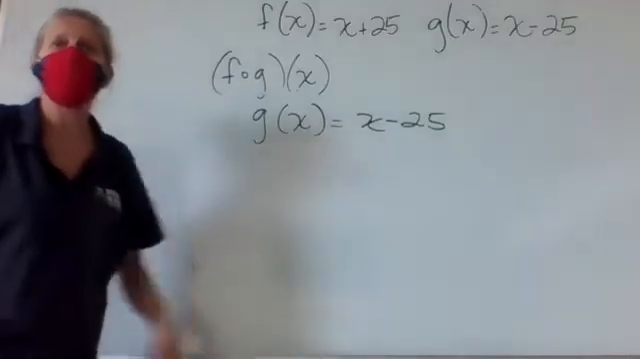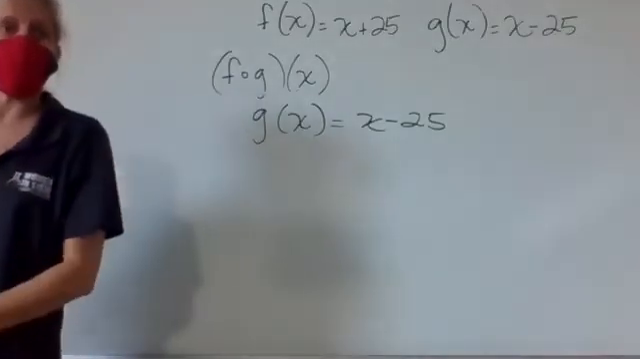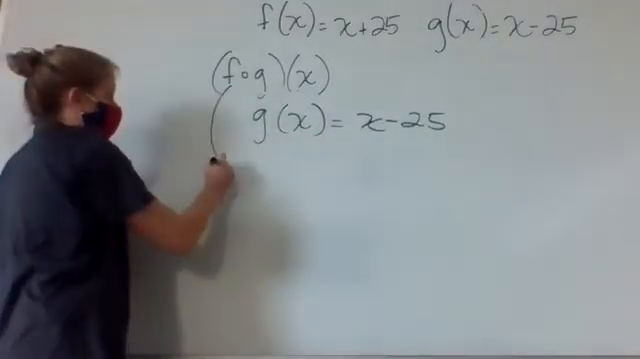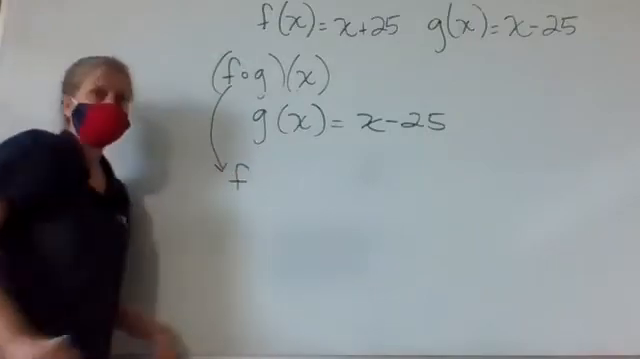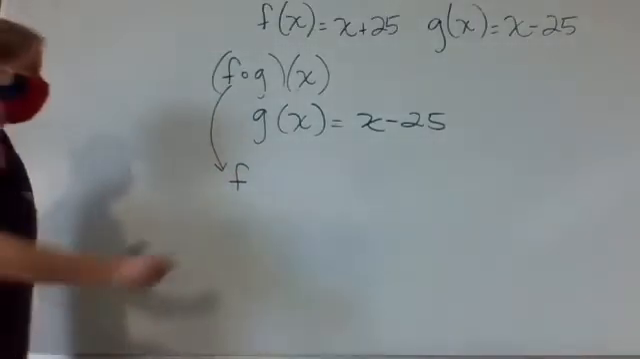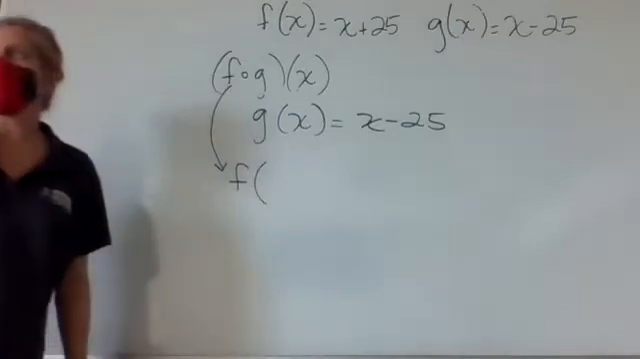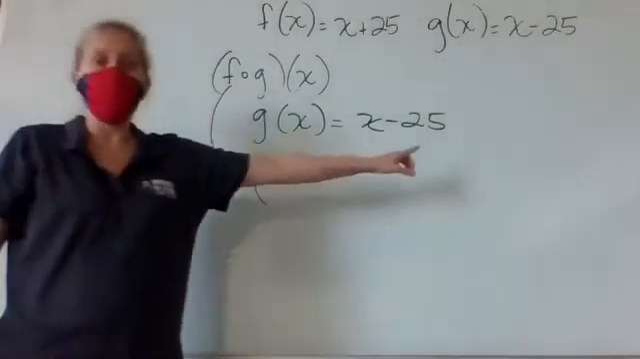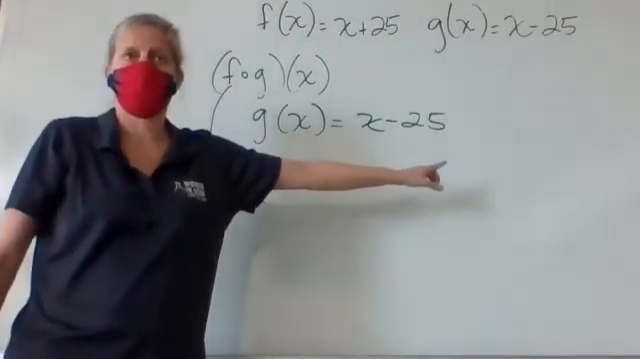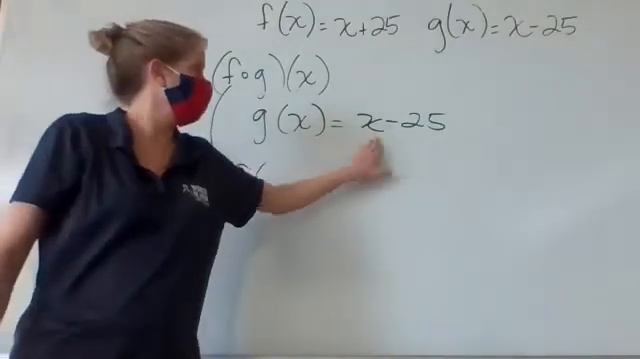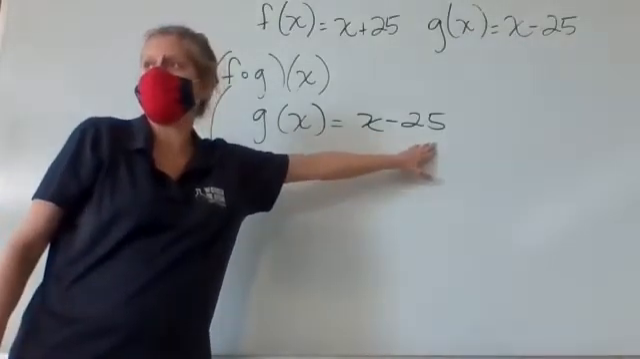So I'm done with that part. What's the pattern say to do next? Bring down this f. And what are you finding f of? Your last answer. What's your last answer? x minus 25.